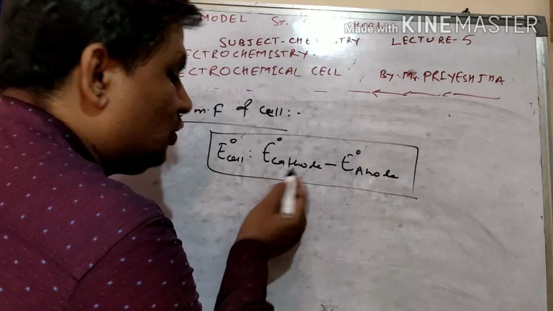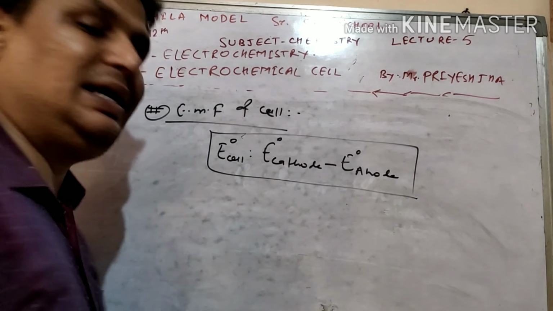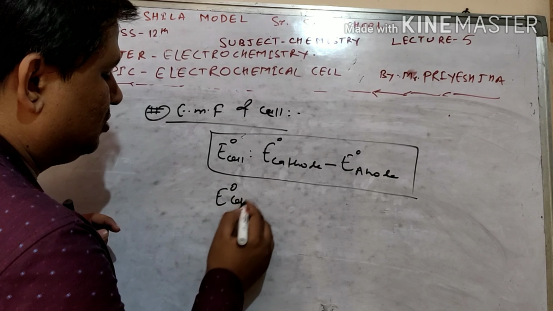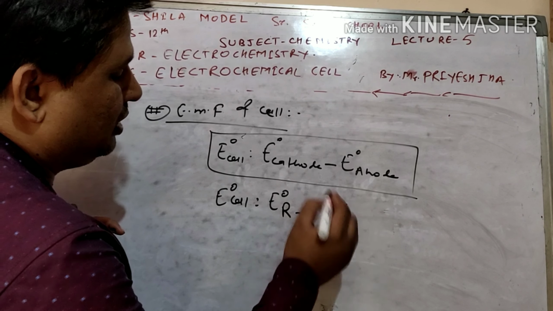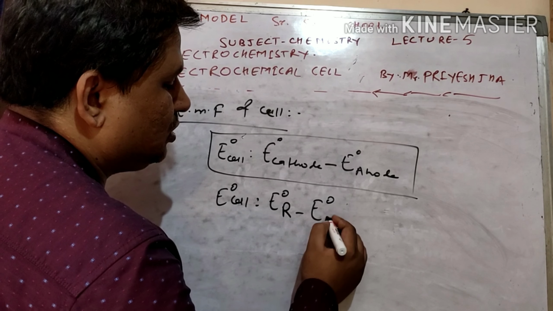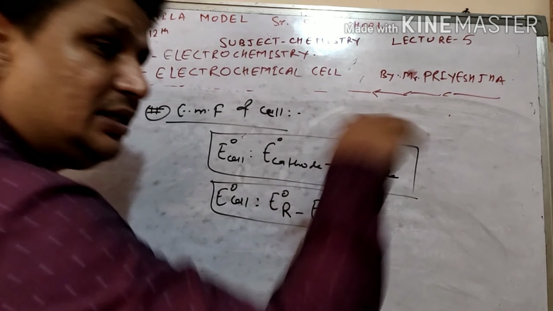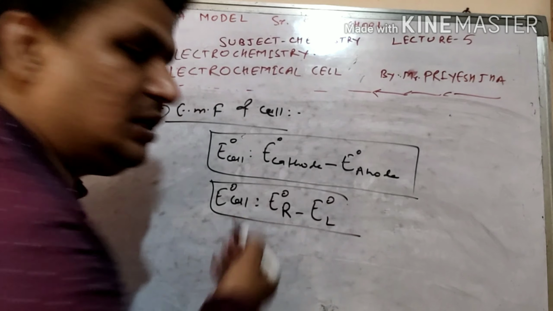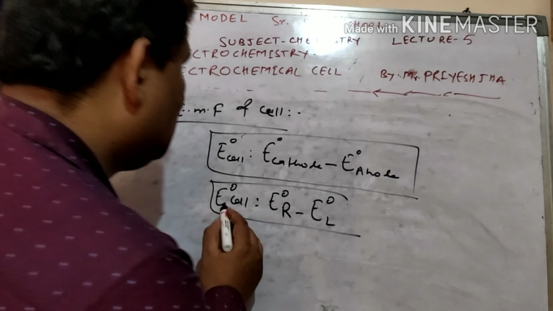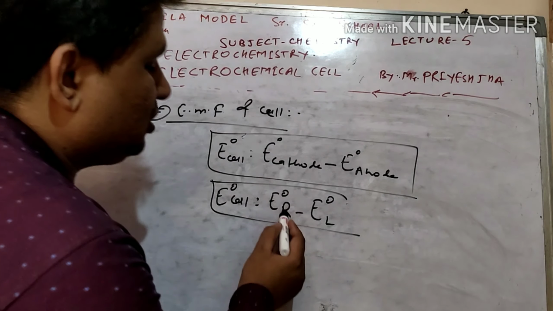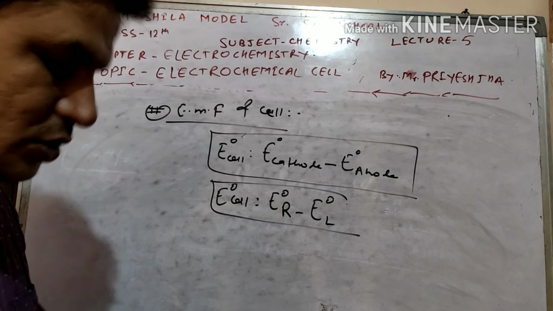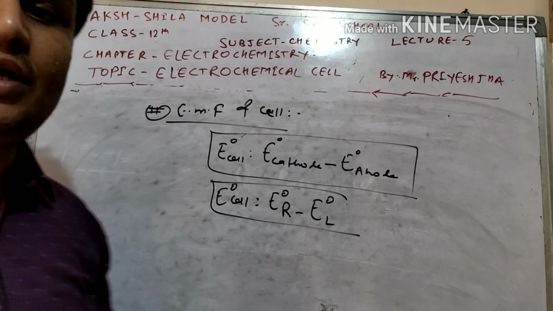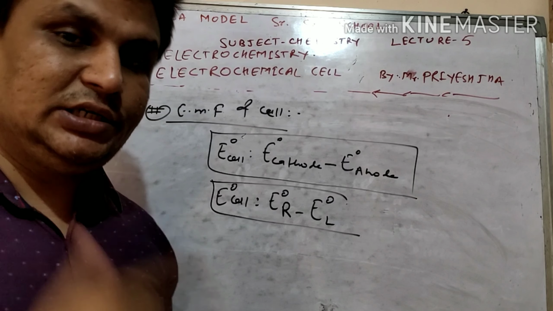It means the reduction electrode potential of the cathode minus the reduction electrode potential of the anode, or it can also be written as E naught right minus E naught left. In the electrochemical representation, the cathode is generally present on the right side and the anode on the left side. So E0 cell can also be written as E0 right minus E0 left. And this formula is used to calculate the EMF of an electrochemical cell when the concentration is unity.